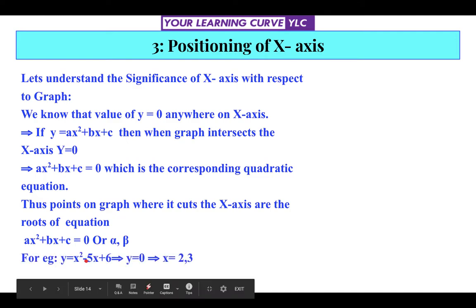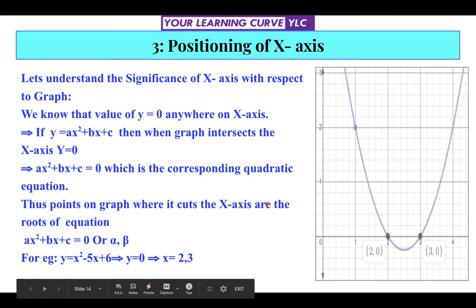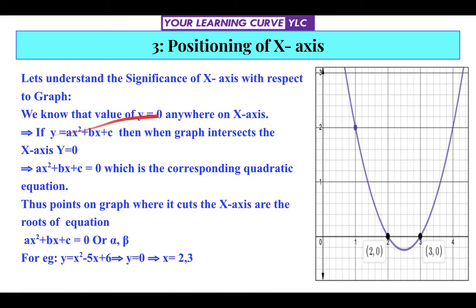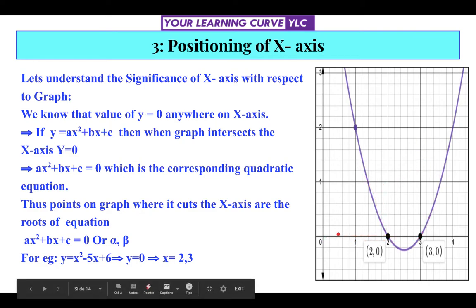Example, y is equal to x square minus 5x plus 6, which can be factorized as (x minus 2) into (x minus 3). On solving we will get x is equal to 2 and x is equal to 3. So if you plot this graph on the graph paper, we will get this graph. You see that this graph intersects the x-axis at 2 points. One is (2, 0) and another is (3, 0).